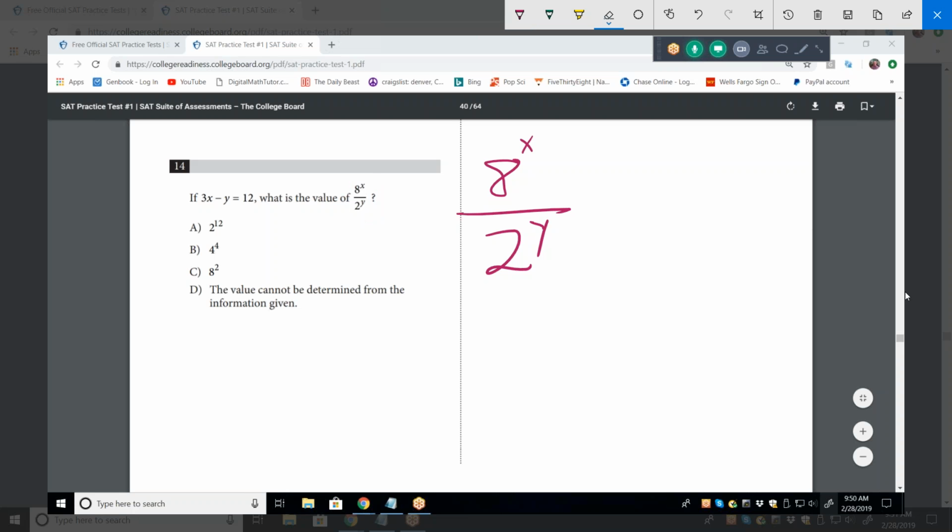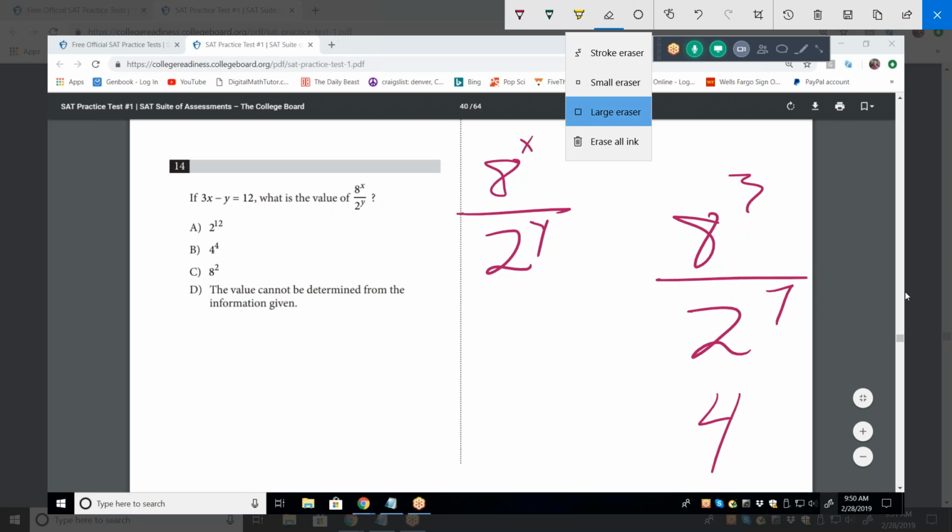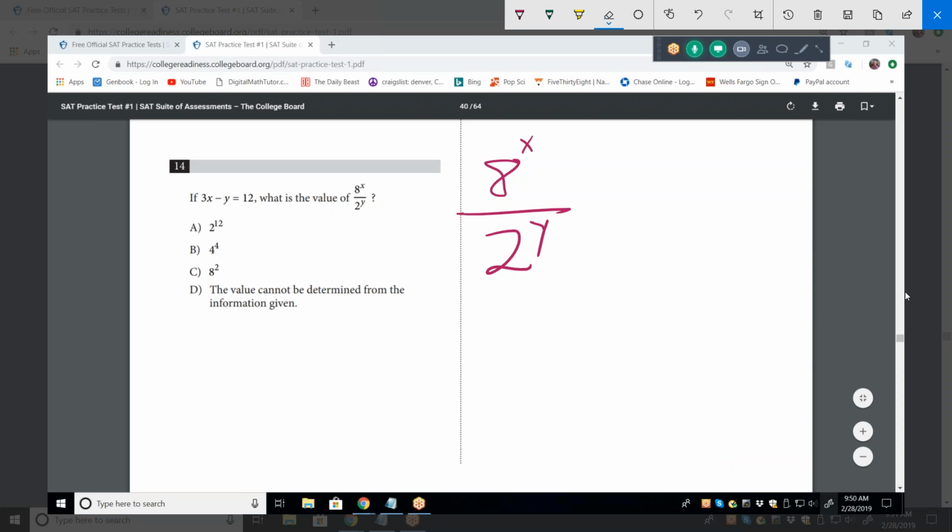In other words, if I have 8 to the 3rd power divided by 2 to the 7th power, that is not 4 to any power at all. So when exponents are involved, you can't do anything with the numbers unless the 2 numbers are the same. And that's the secret to this problem, is writing 8 as 2 cubed.